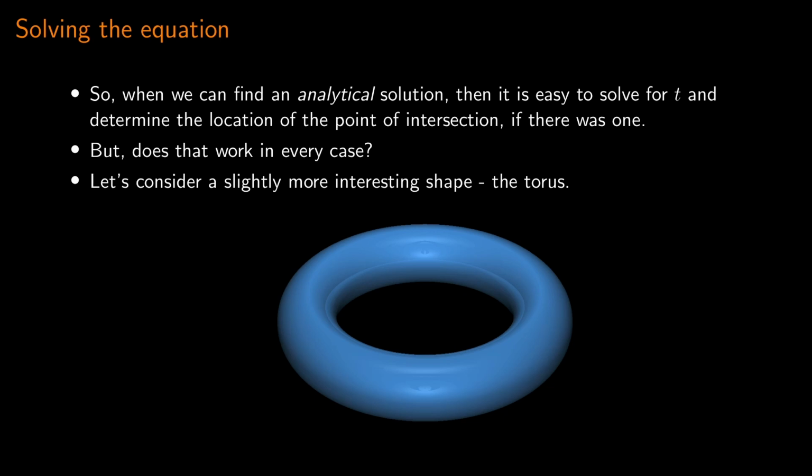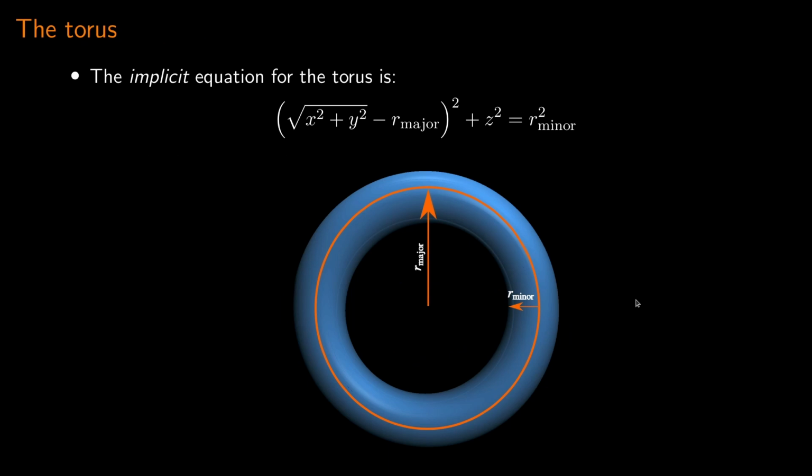Let's consider a slightly more interesting shape, the torus. Everyone likes a shiny donut shape, I think, so here we go. I think it makes a good example to consider. Now, the implicit equation for a torus can be expressed in this form here, where we have the square root of x squared plus y squared minus r major, and you can see r major and r minor illustrated on the picture here, all squared plus z squared is equal to r minor squared.